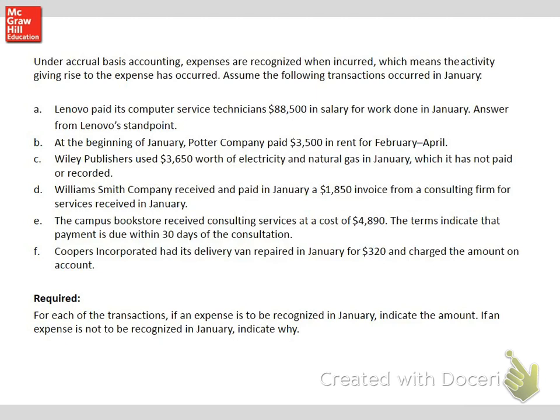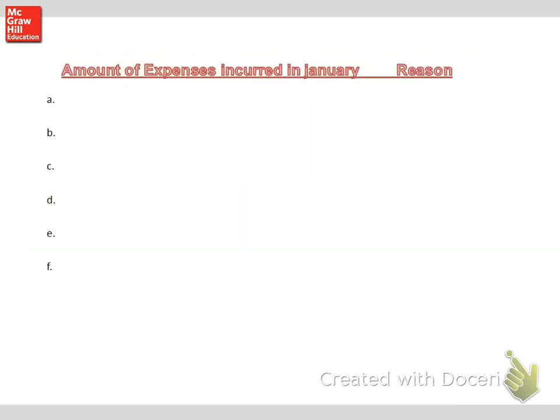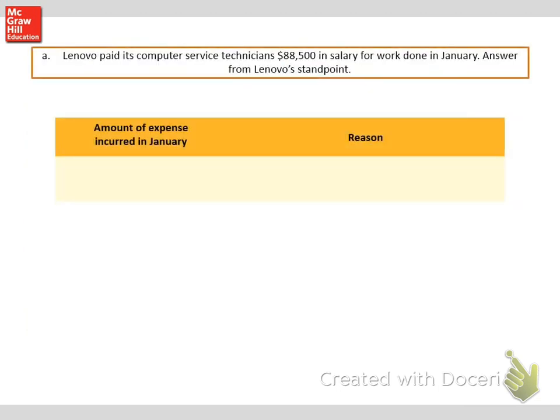Let's take a look. So, okay, so this time around, let's take the first one, 11. Paid service technicians $88,500 in salary for work that was done in January. So is that going to be an expense in January? Yes, that is one of our very typical ones. What are we going to debit? Salary expense or wages expense, and credit cash.